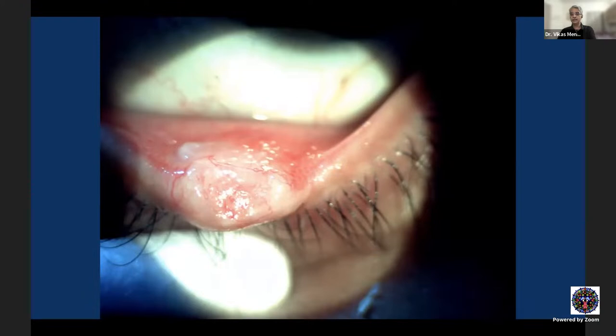If it is a chalazion, it is extending and involving the eyelid margin, trying to come out of it, having lots of abnormal vessels. So something suspicious is there. Agreed?